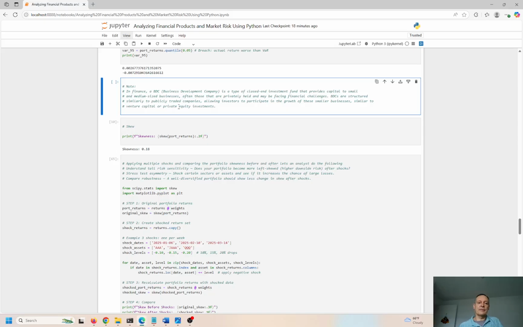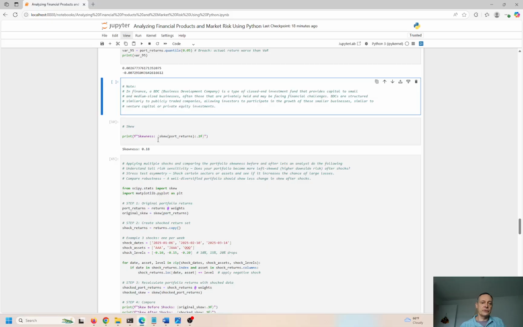So remember, BDC is business development company. This is access to private equity and venture capital, so PE and VC. It's a nice way for a small investor, either a private investor or an institutional investor, to get access to things that normally you would not have access to, right? So BDCs are basically structured similar to publicly traded companies, allowing investors to participate in the growth of these smaller businesses, these VC investments and these PE investments, similar to what you would see in the stock market.